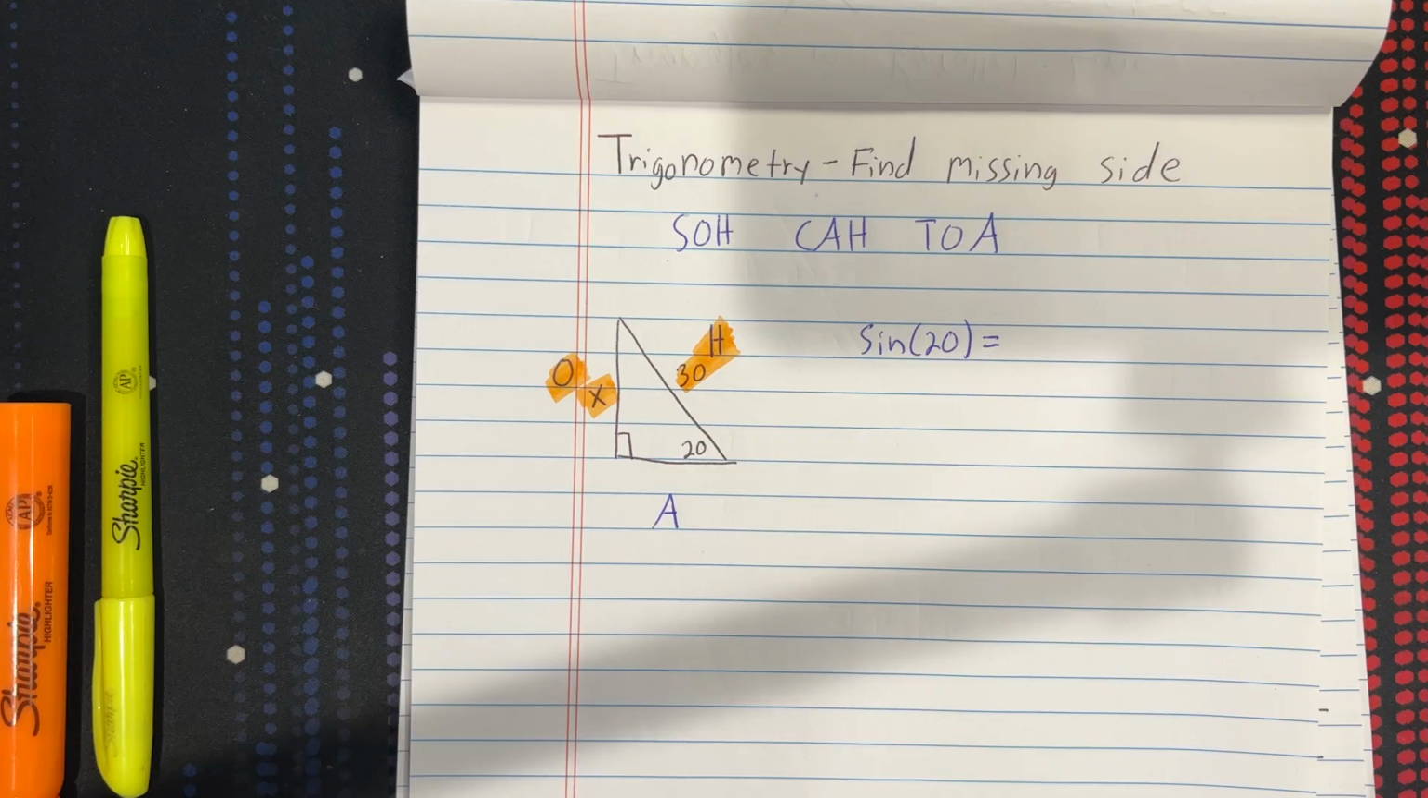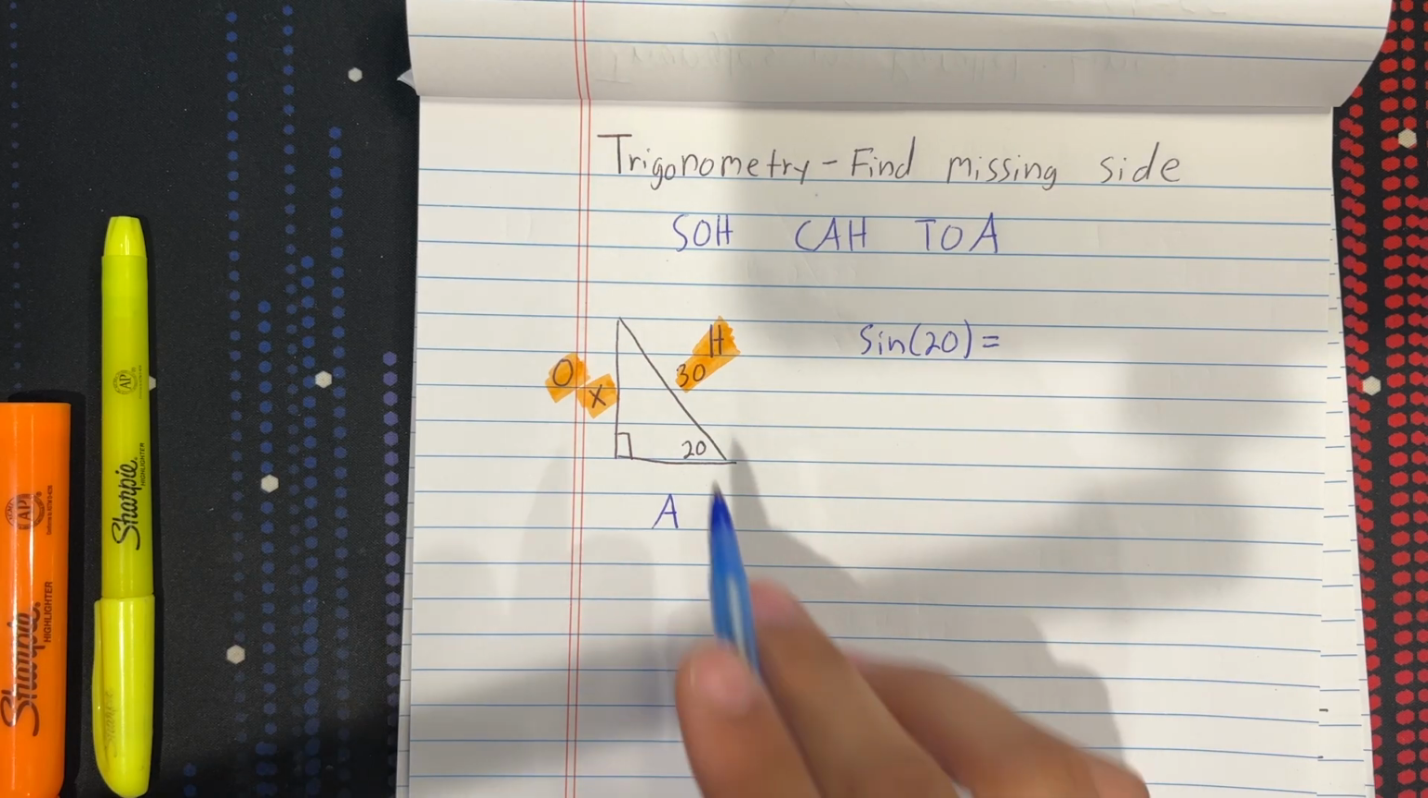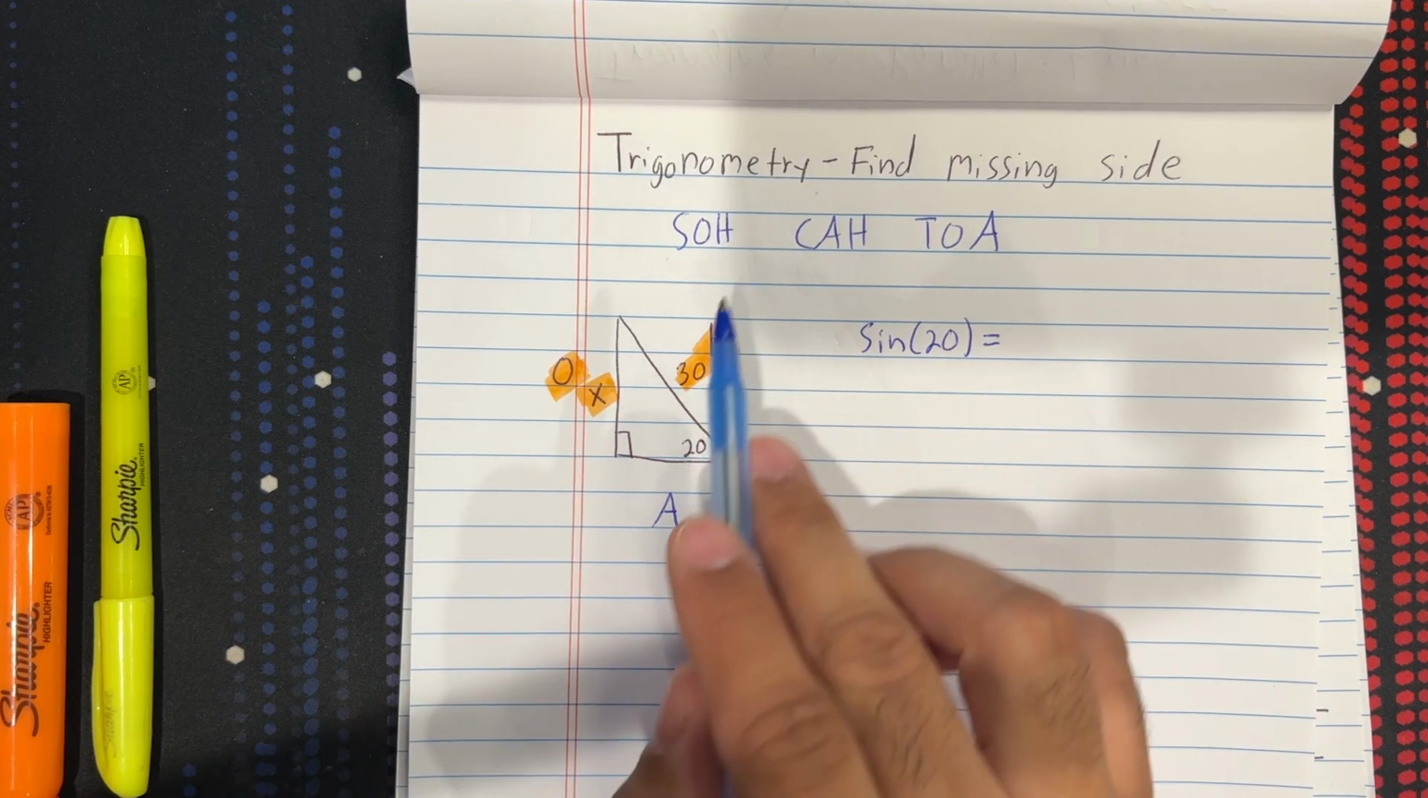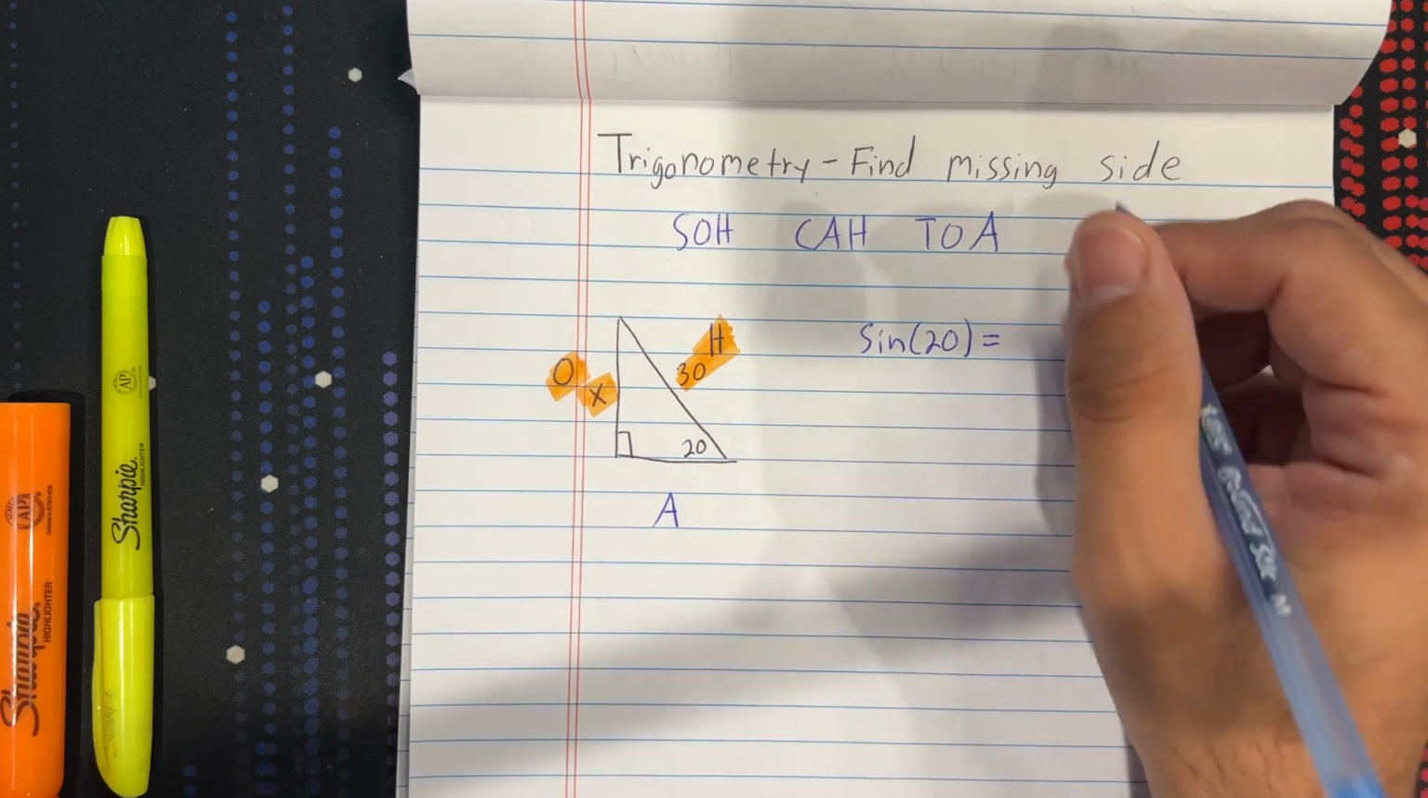Now, the order does matter of how the problem is set up. It is always going to be o over h. So in this case, it's going to be x over 30.